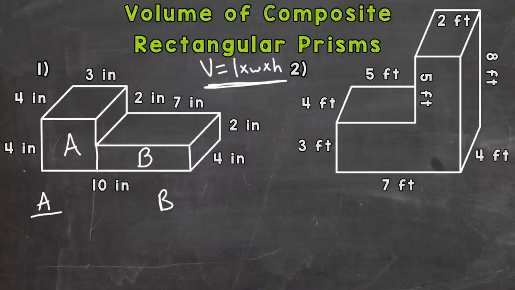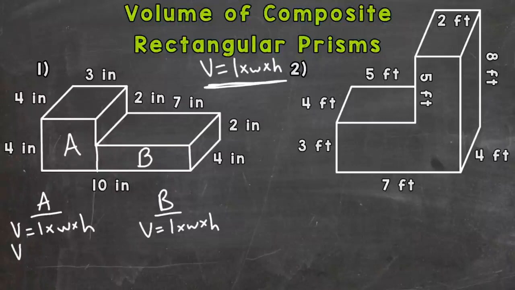So I'm going to put our A and B, and then let's write out our formula for each. And once we get to this part, it's about picking out the correct lengths, widths, and heights for A and B. So again, let's do A first. So we need the length. And I consider the length how far back that rectangular prism goes. So we're going to want to see how far back. And that's going to be 4 inches.